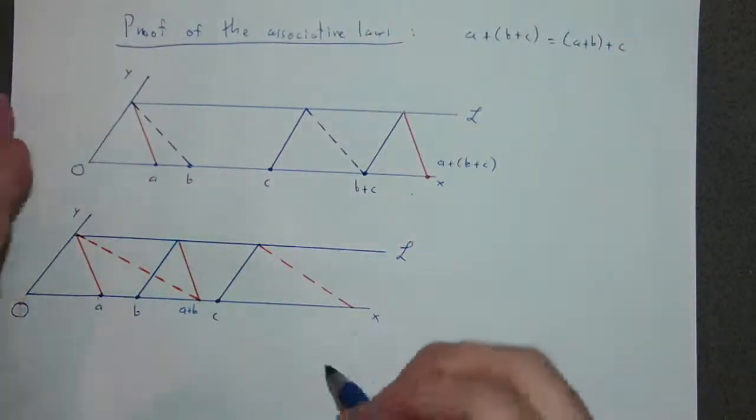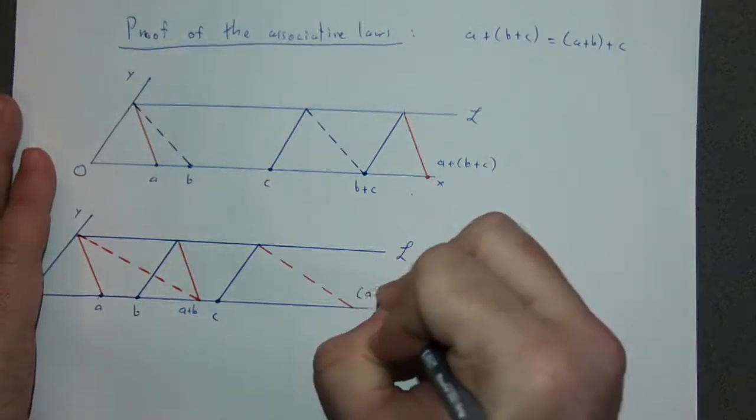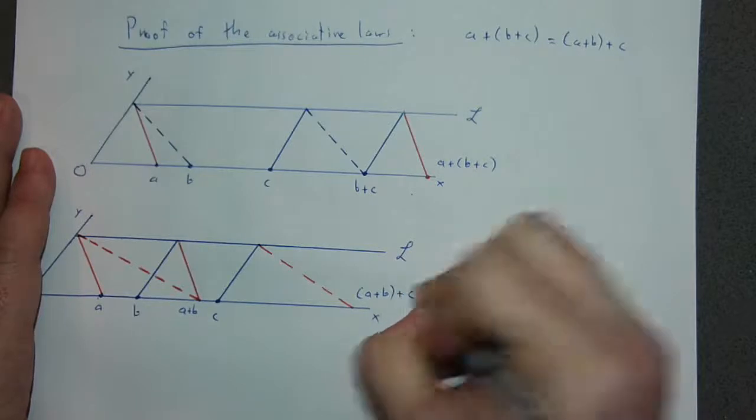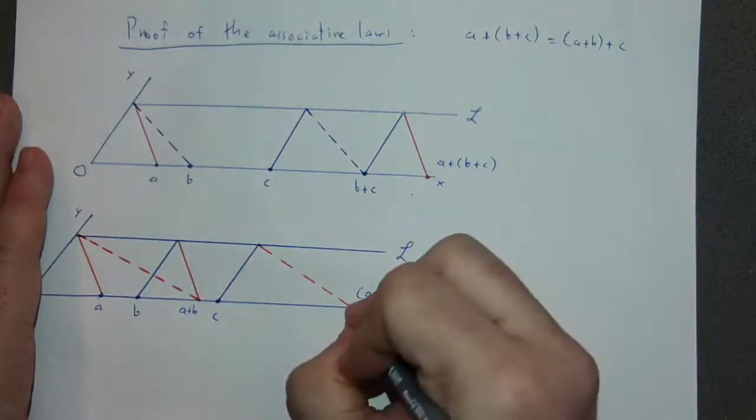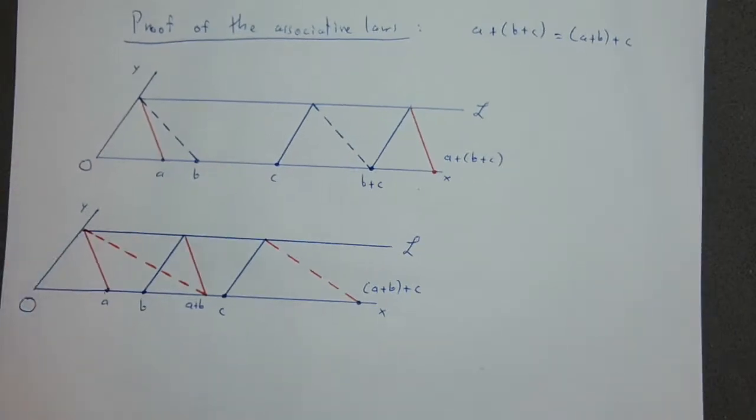And what we get here is A plus B plus C. Okay. So, just look at those pictures for a second. What do you notice? Again, these are different constructions, right?